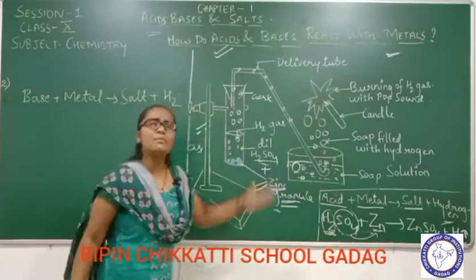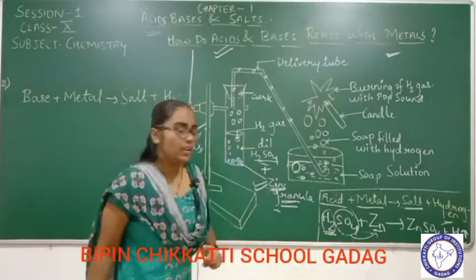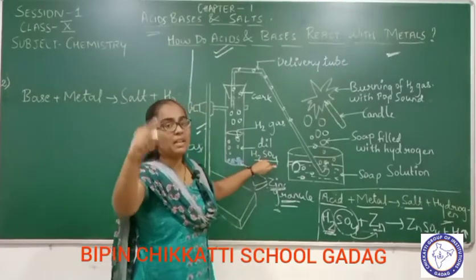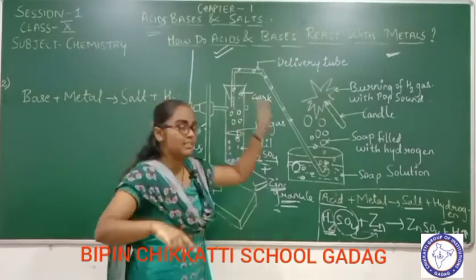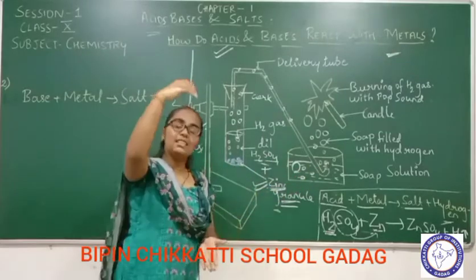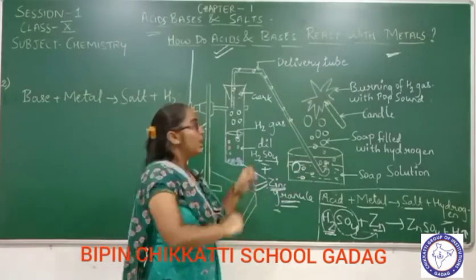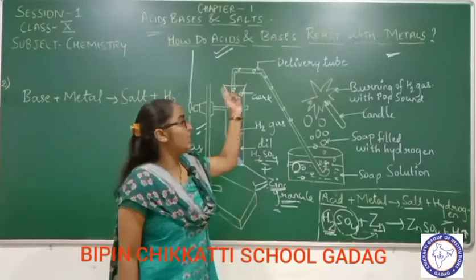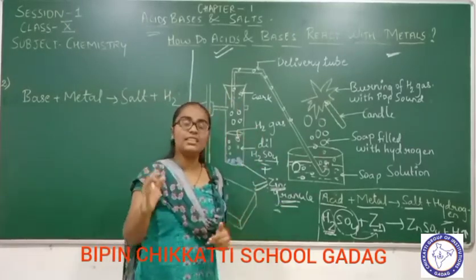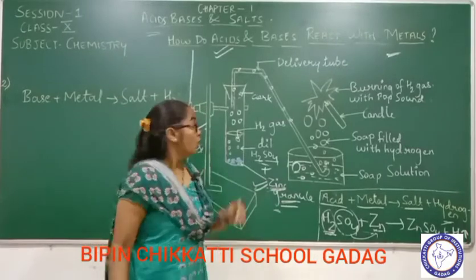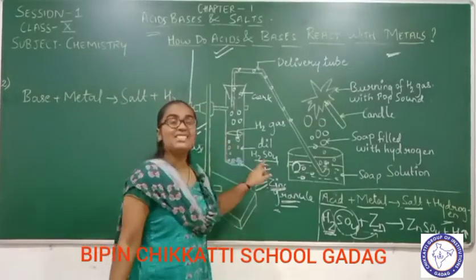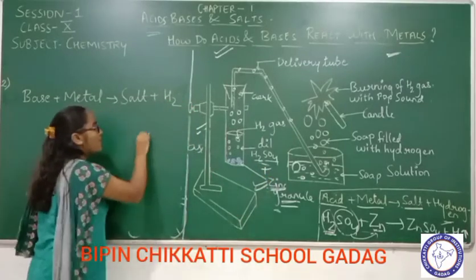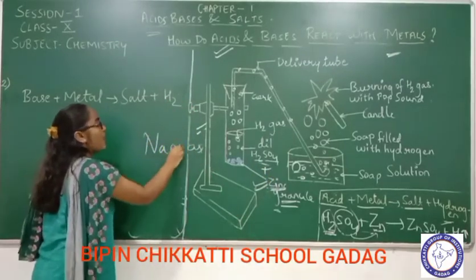Now the same diagrammatic representation will be there, but instead of adding sulfuric acid, we are going to add a base, right? The same setup with the test tube and the delivery tube fixed to the clamp. One end of the delivery tube is inserted into the test tube, and the other end is inserted into the tub containing the soap solution, right? So here in the test tube, instead of adding sulfuric acid, we are going to add a base, and the name of the base is sodium hydroxide.